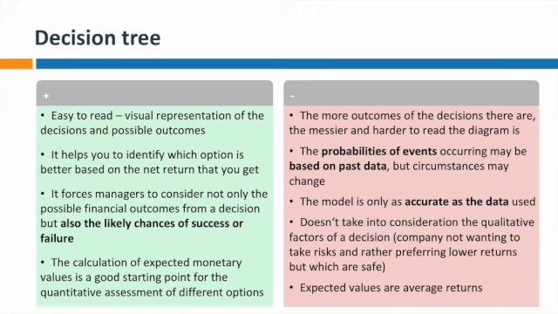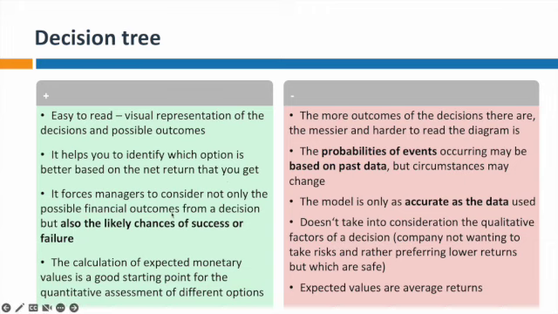The decision tree in use has its advantages and disadvantages. So the advantage is that it's easy to read. It's some kind of visual representation of the decisions and the possible outcomes. So once you learn how to read it, it's quite easy to read. It helps you identify which option is better based on the net return that you get. So that's great. I mean, it's pretty straightforward.